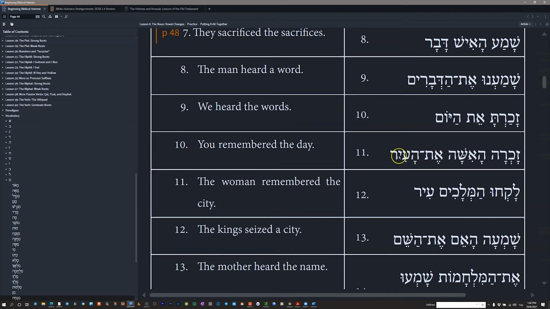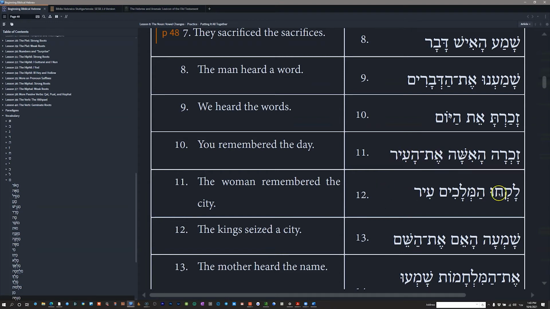And then we have the noun ha'ir, but that's marked as the definite direct object. So that's not going to be our subject. Since ha'isha agrees with the verb, and there's no other function for ha'isha to be fulfilling in this sentence, it's not the direct object, it's not the object of a preposition, we're going to assume that it is the subject. The woman remembered. What did the woman remember? Et ha'ir. She remembered the city.